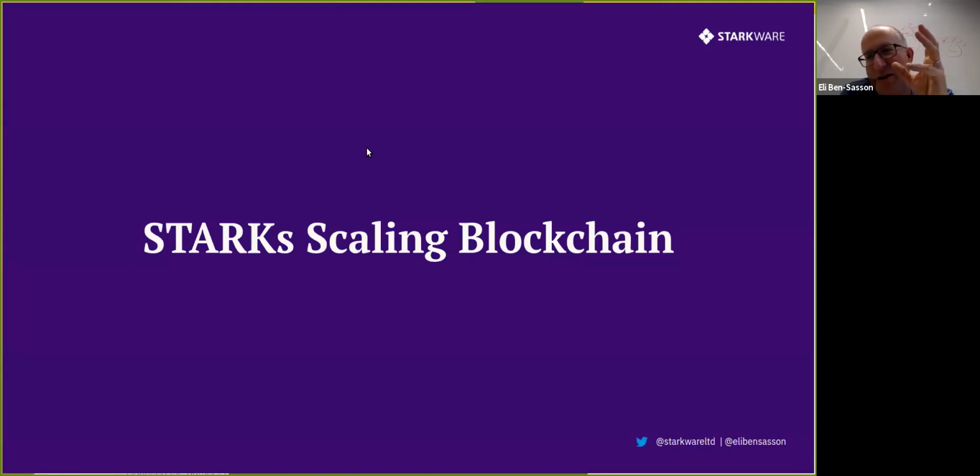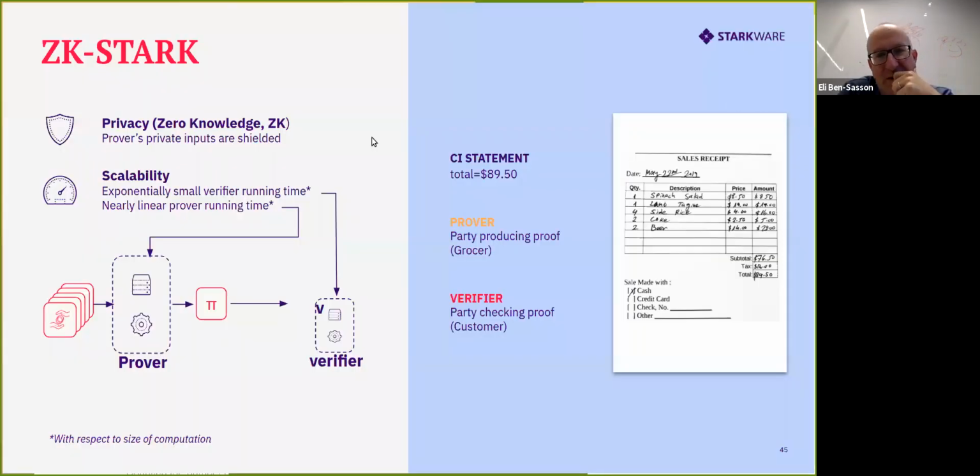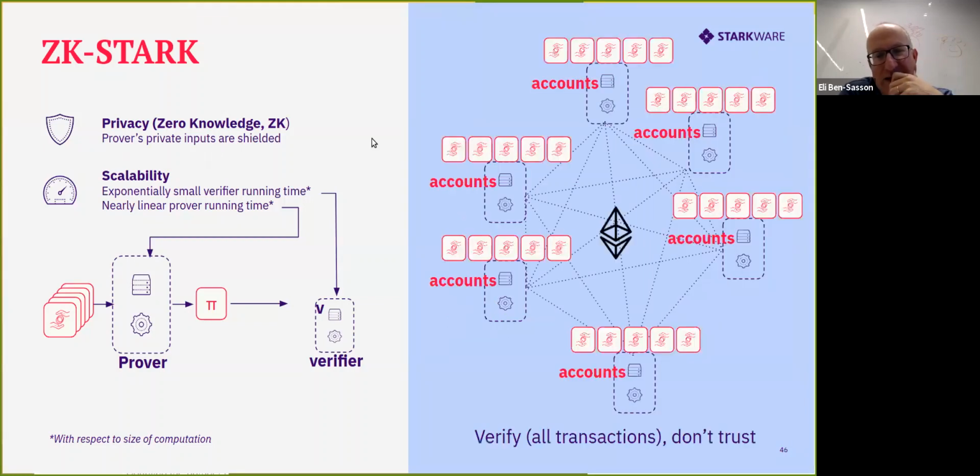Okay, now I want to jump and tell you a little bit about how we're scaling blockchain with Starks in StarkWare. So the basic idea is to take many transactions, these are these red squares, use an off-chain prover to generate one single proof and then submit it to the verifier. So let's please move to the next slide.